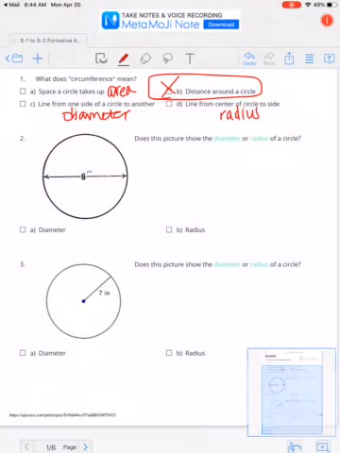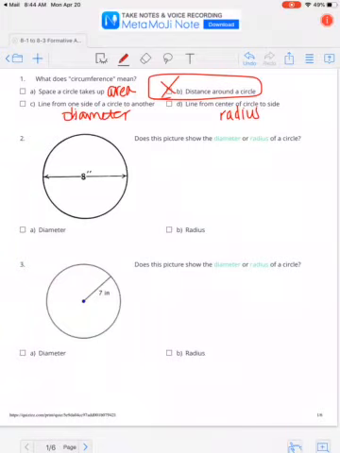Okay, number 2, it says, does this picture show a diameter or a radius of a circle? So we can actually use our answer for number 1. We're going from one side of the circle all the way to the other side of the circle. So this is going to be our diameter. Remember, radius is only from the center of the circle to one side.